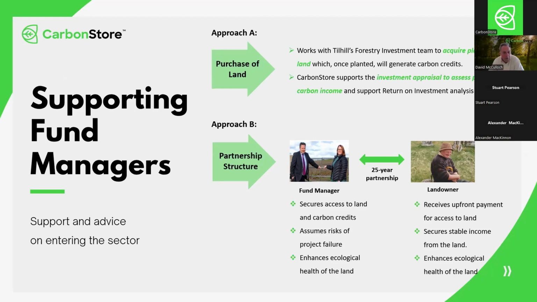So under this arrangement, the landowner will host the planting scheme or the peatland restoration project, for which they will receive a payment from the fund manager. That payment will be determined A, by the scale of the project, and B, by the volume of carbon credits which the land is expected to generate. Meantime, the fund manager will assume responsibility for the project's implementation and its success. They will also take ownership of the ensuing carbon credits.